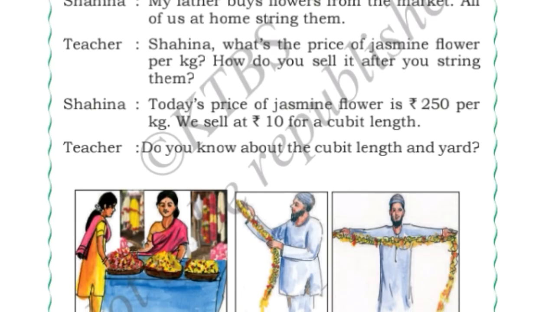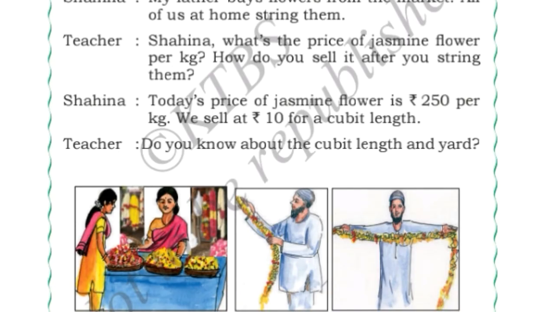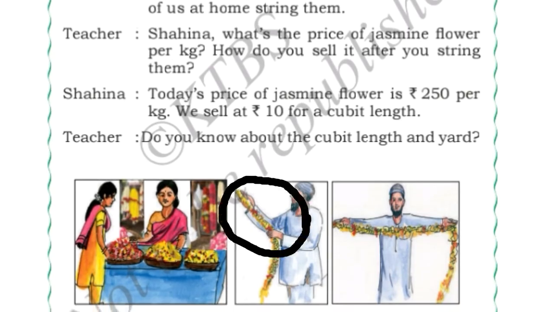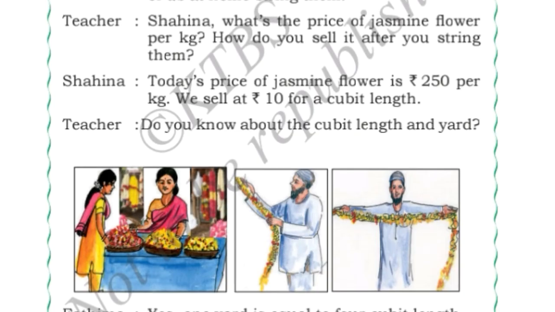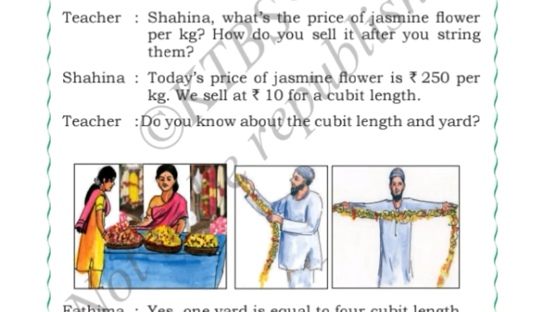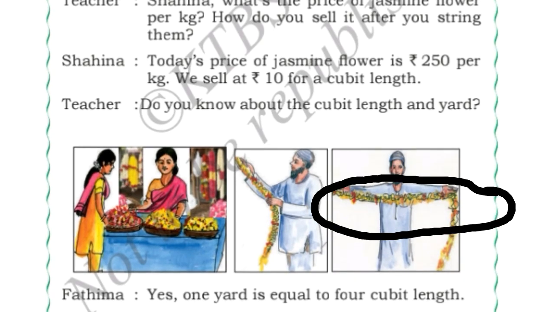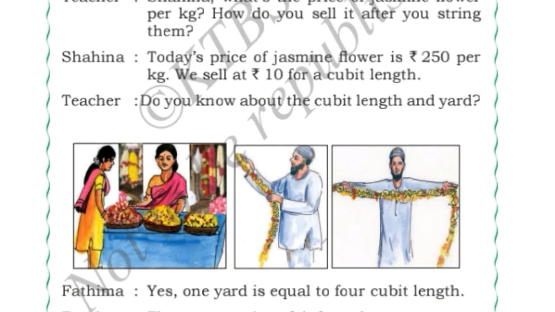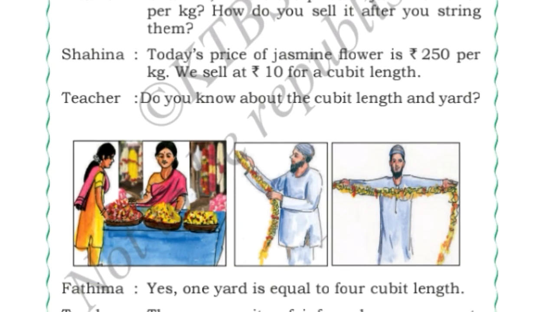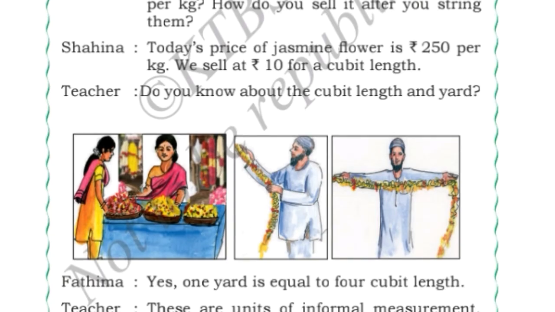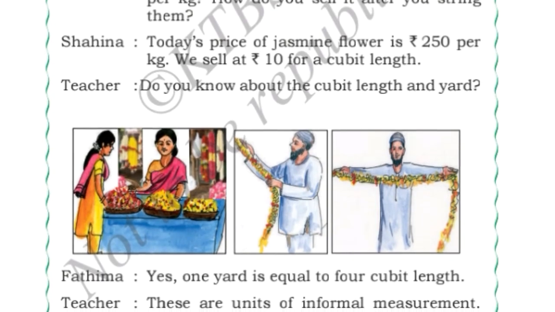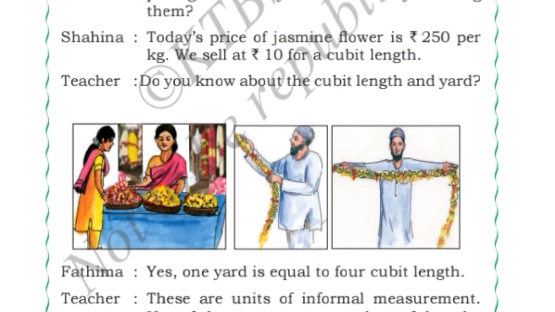Children, cubit length means the length from our middle finger to the elbow. See here in this picture you can see they are measuring the cubit length. It is from the middle finger to that elbow. The yard means the length from one finger to the other finger of the hand. If we stretch both of the hands equally, the measurement from one hand's finger to the other end of the finger is called the yard. Okay, so 1 yard is equal to 4 cubit length.